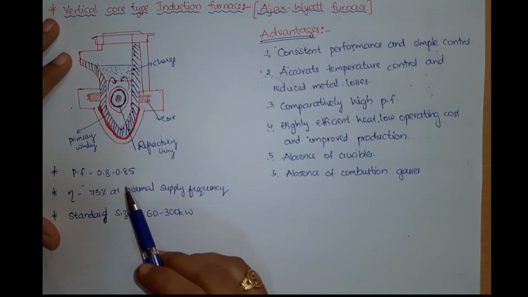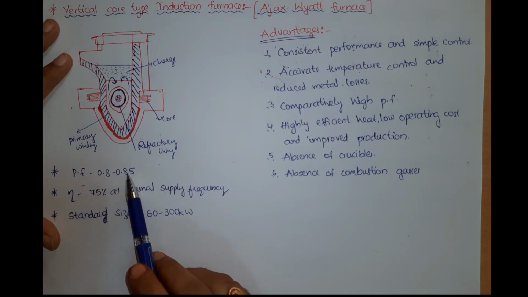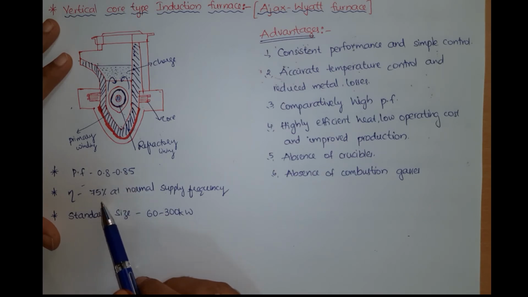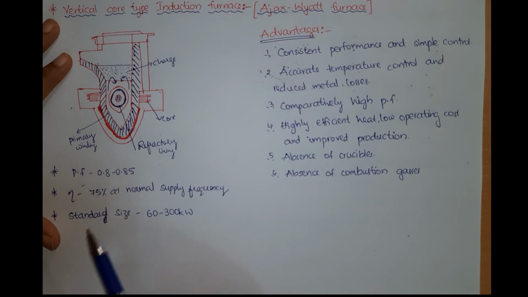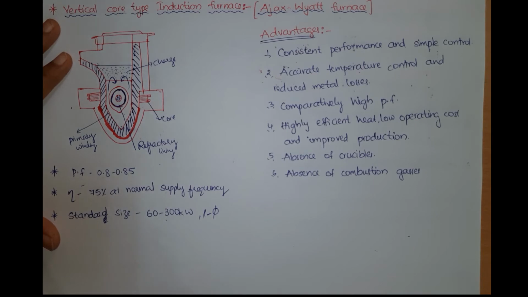Coming to the power factor of this kind of vertical core type furnace, its power factor is about 0.8 to 0.85, right? Coming to the efficiency, at normal supply frequencies it can give up to 75% efficiency. The standard size of vertical core type induction furnace varies from 60 to 300 kilowatts for single phase applications, right? Single phase is given. This kind of furnace is mainly used for melting of metals as well as refining of brass.